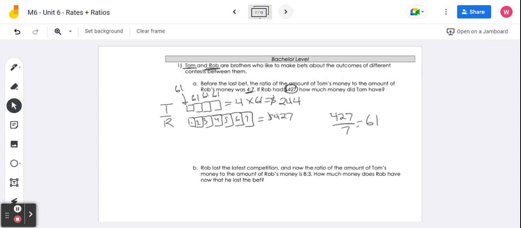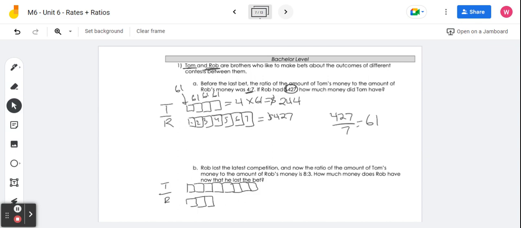Part B says, Rob lost the latest competition, and now the ratio of the amount of Tom's money to the amount of Rob's money is 8 to 3. So once again, Tom's money, Rob's money, now it's 8. 1, 2, 3, 4, 5, 6, 7, 8. To Rob's money is 1, 2, 3. How much money does Rob have now that he's lost the bet?